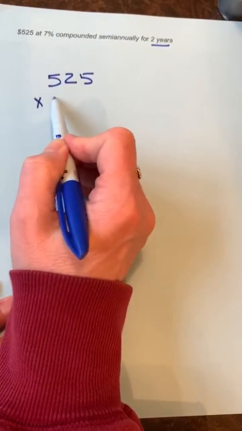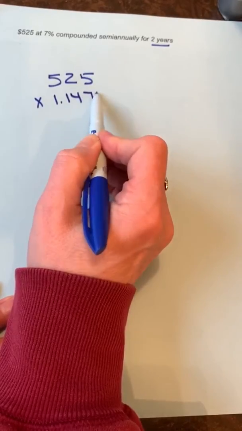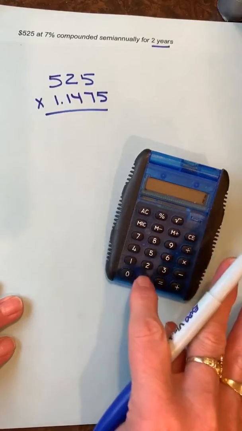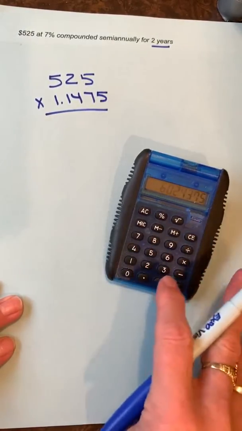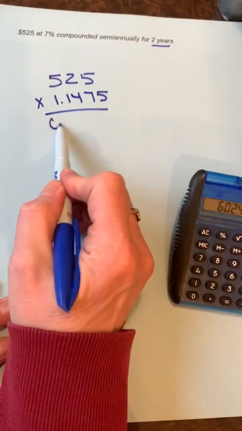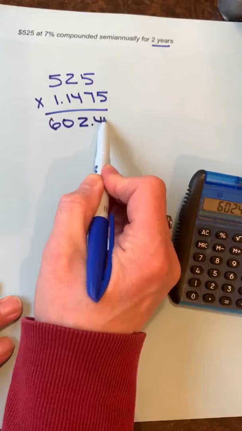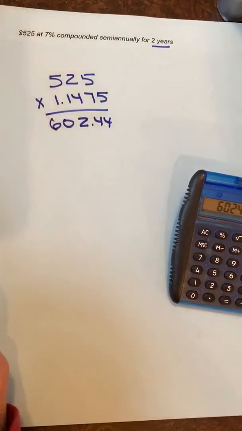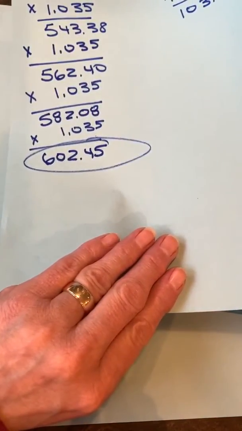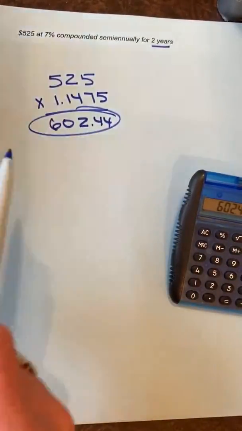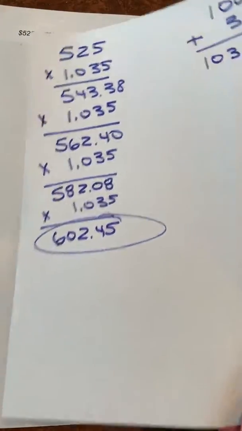So now if I take 525 times 1.1475, that gives us 602.44, okay? And if we compare that to our answer when we did that manually, remember we got 602.45. So we're only a penny different, and look, we got to do it in 1 step instead of 4 steps, okay?